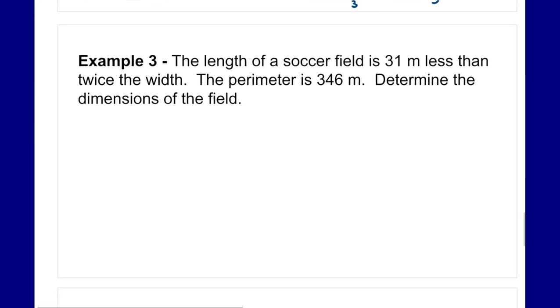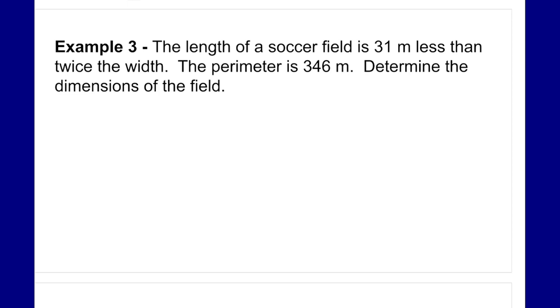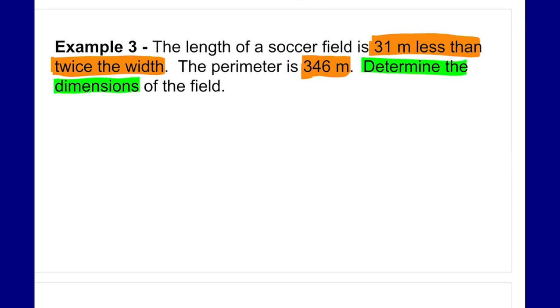So looking at a word problem, the length of a soccer field is 31 meters less than twice the width. The perimeter is 346 meters. Determine the dimensions of the field. So this is where the highlighting is important. So we have some numbers. We have that the perimeter is 346 meters. We have the length of a soccer field is 31 meters less than twice the width. We have the question, determine the dimensions of the field.